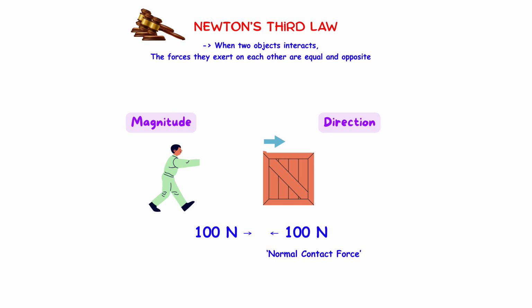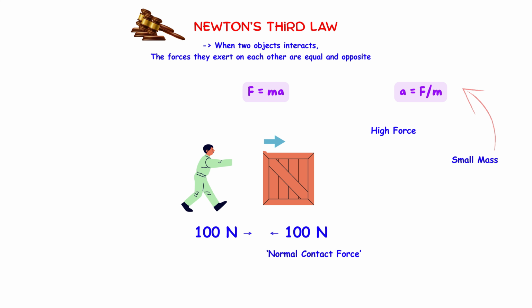This occurs because, even though the forces are equal, your body might accelerate more due to having a smaller mass compared to the massive box. You have probably experienced this yourself. Think about a time when you pushed against a wall or jumped off the ground. Even though you applied a force to the wall or the floor, it was you who moved, not the wall or the earth. This is the same principle in action.